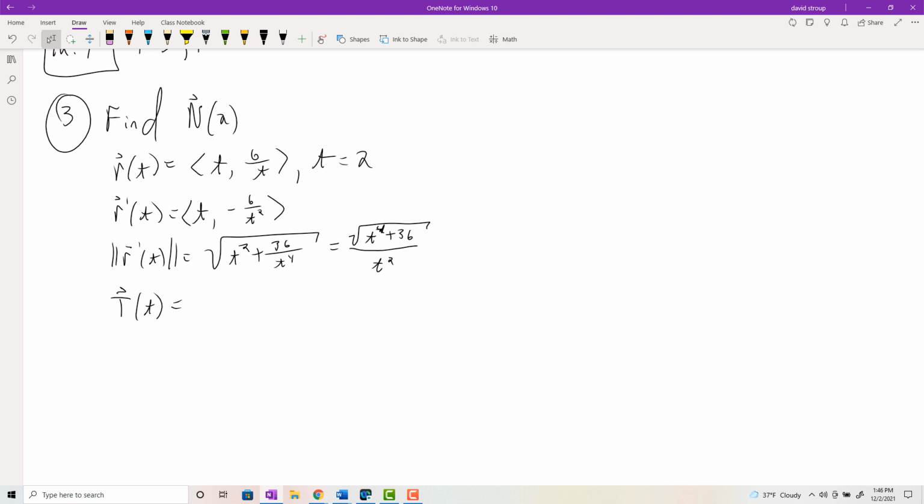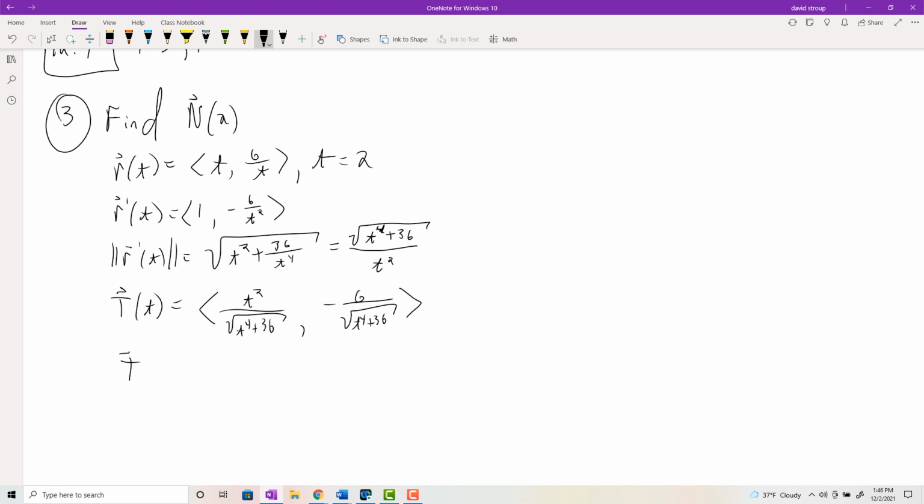So my unit tangent vector, you take the reciprocal of the magnitude of the derivative and multiply it by the derivative, and you end up with, in this case, the derivative of t is not t, it's 1. That's what I screwed up. I was thinking about something else. All right, so I got t squared all over the square root of t to the 4th plus 36, comma, the t squares cancel out in the second one. You get negative 6 all over the square root of t to the 4th plus 36.